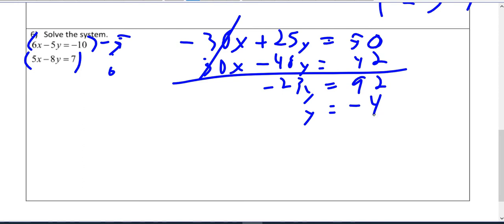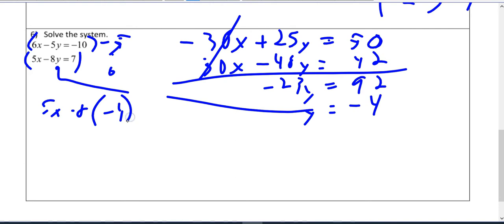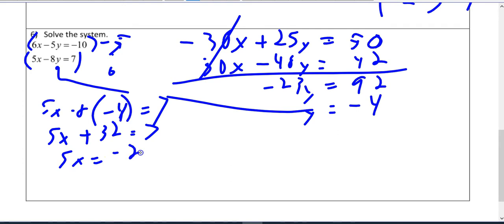Now I can plug the negative 4 in either one. Doesn't matter. I'm going to plug it in right here. 5x minus 8 times negative 4 equals 7. 5x plus 32 equals 7. Subtract 32 and divide by 5. So my point is negative 5, negative 4.